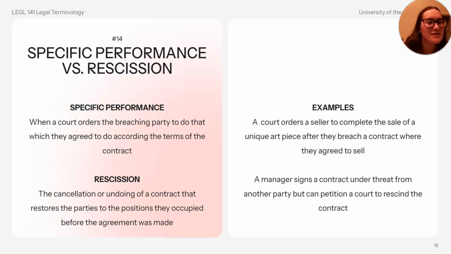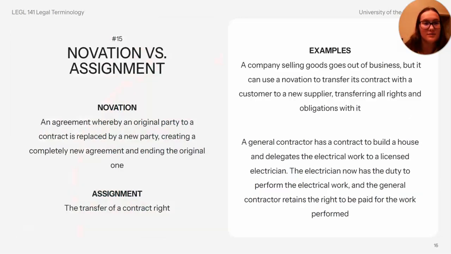Specific performance is when a court orders the breaching party to do that which they agreed to do according to the terms of the contract. For example, a court orders a seller to complete the sale of a unique art piece after they breach a contract where they agreed to sell. Rescission is the cancellation or undoing of a contract that restores the parties to the positions they occupied before the agreement was made. For example, a manager signs a contract under threat from another party, but can petition a court to rescind the contract.